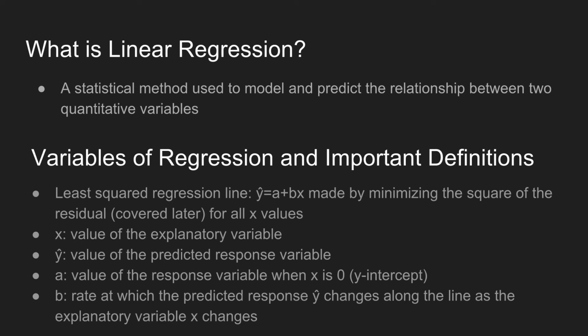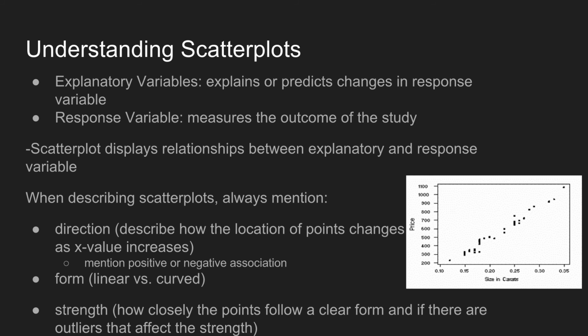Here are some variables of regression and some important definitions that you should know before you move forward with this presentation. In order to better understand linear regression, it's important that we understand how scatter plots are graphed and how they work. For scatter plots, there are two variables involved, an x and a y. The x variable is the explanatory variable, which helps explain or predict changes in the y variable, which is the response variable. This measures the outcome of the study.